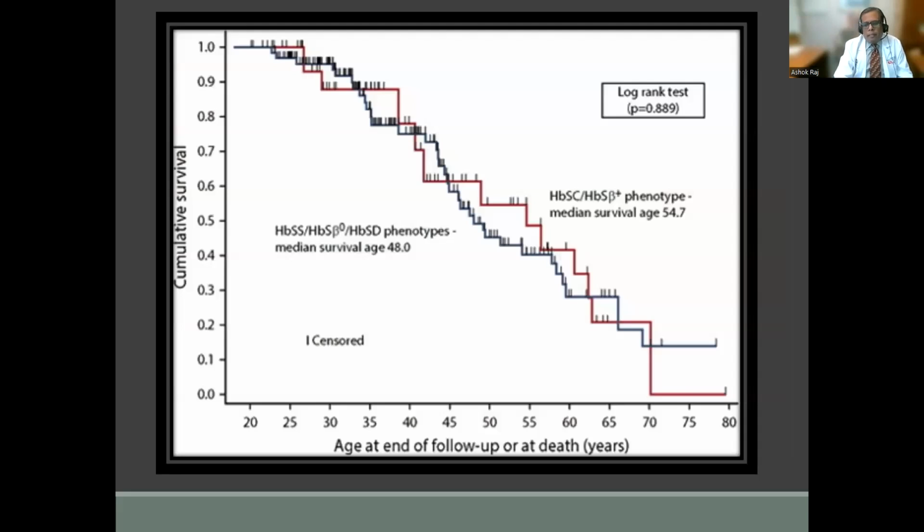Now, if you look at another way, which are the phenotypes which do better, as far as hemoglobin SC and S beta plus thalassemia are concerned, their median survival has improved to 54.7 years. But for patients with hemoglobin SS, S beta 0 thal, and SD phenotypes, the median survival is still below 50.